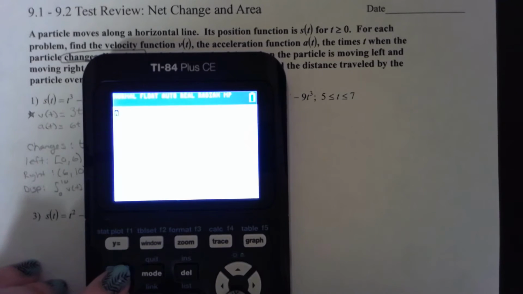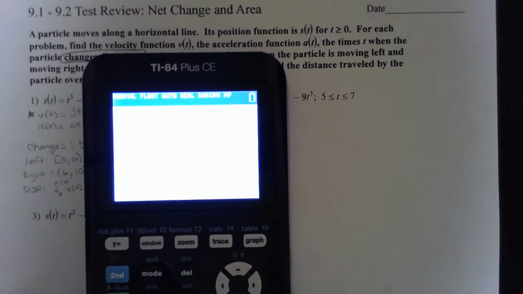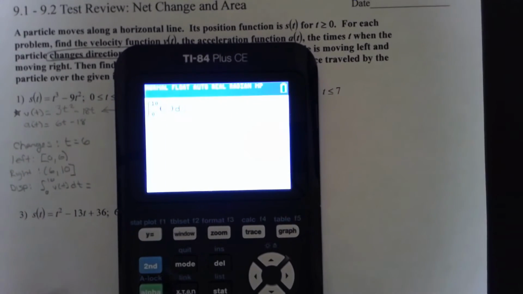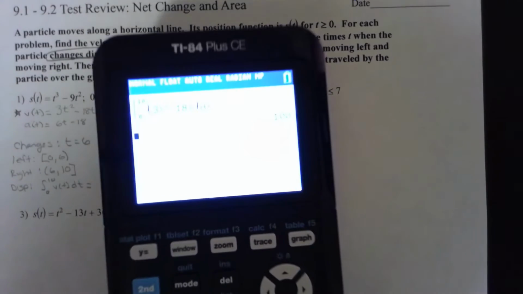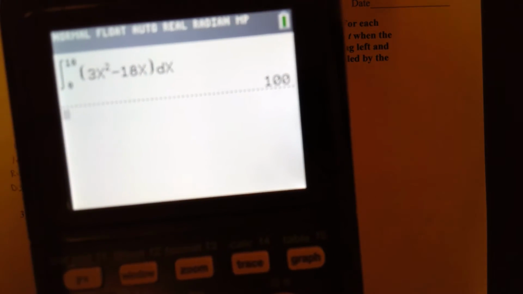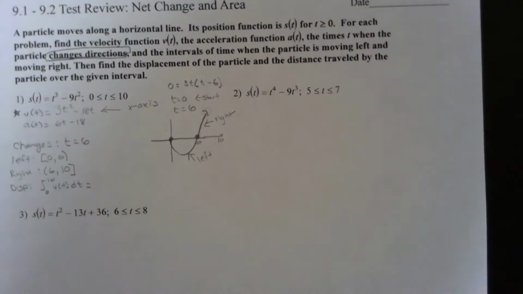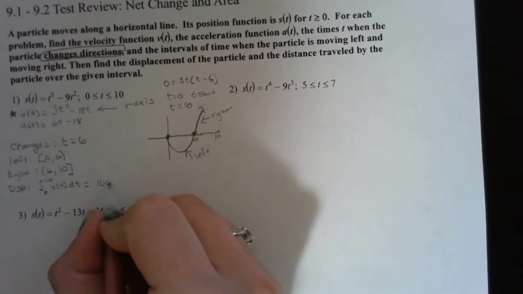Alright, well, not having a good opportunity to do that. So math 9 on my calculator. So from 0 to 10, I know you can't see that, sorry guys. Then I'm going to punch in the velocity function. Here my velocity function is 3t squared, or x squared in this case, minus 18x, and then dx. So on this you can see it there, it's 100. So the total displacement is going to be 100.